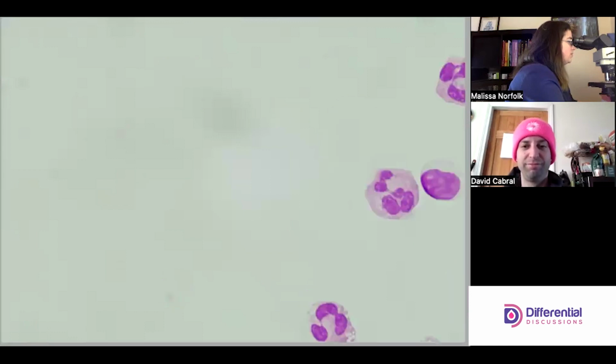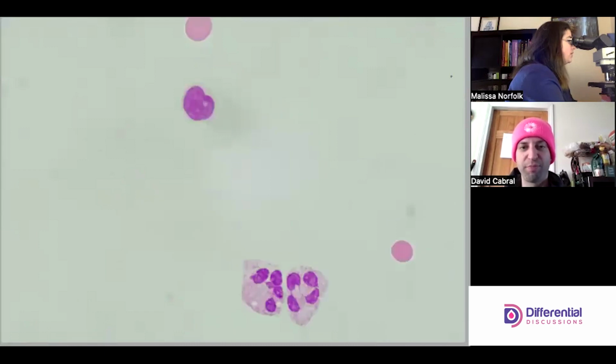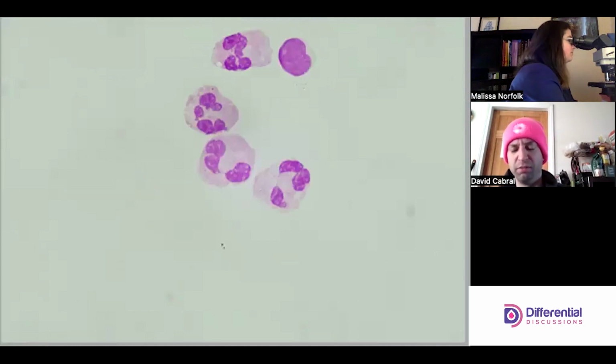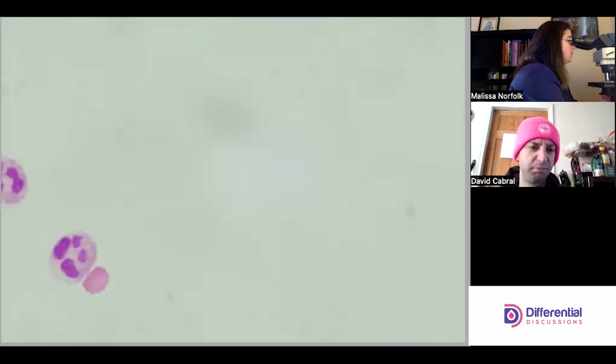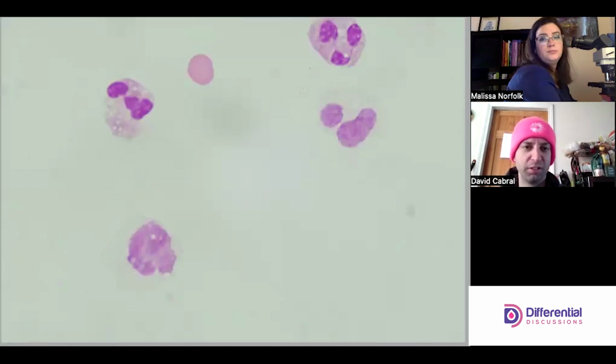Mostly neutrophils, regular neutrophils and pyknotic neutrophils. It's a low grade, 10% lymphs, maybe 15% lymphs. A couple of monos. Yeah, a couple monos.